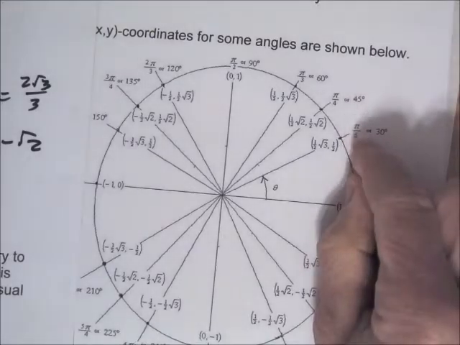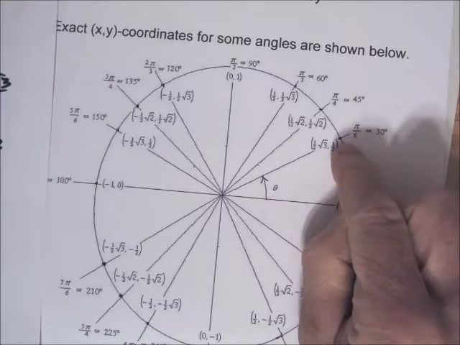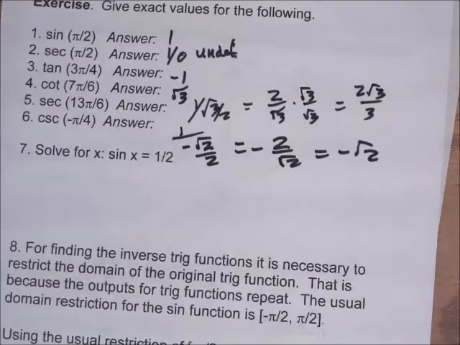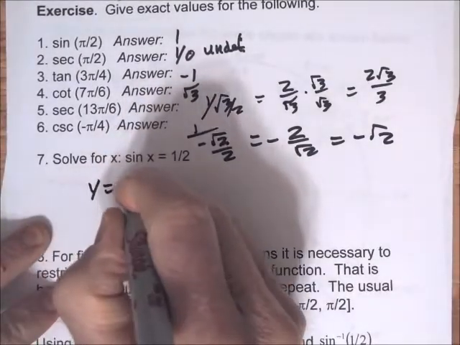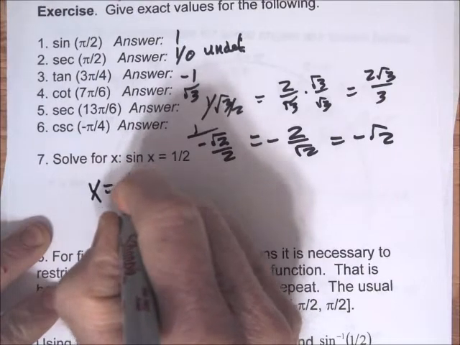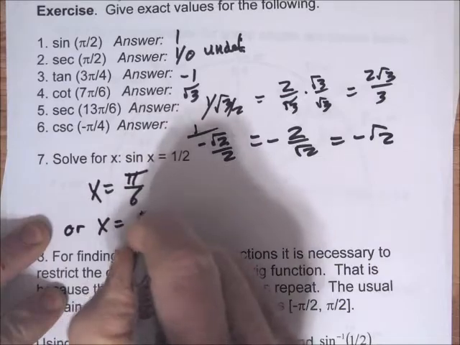Next example, solve for x. Sine of x is equal to 1/2. Well, we're looking for y-coordinate 1/2 here, and we see x could be pi over 6 or 5 pi over 6. The y-coordinate is 1/2 on the unit circle. So x equals pi over 6 or x equals 5 pi over 6.